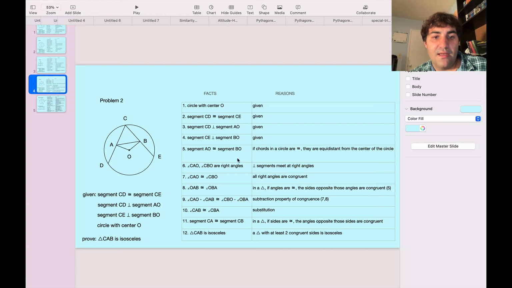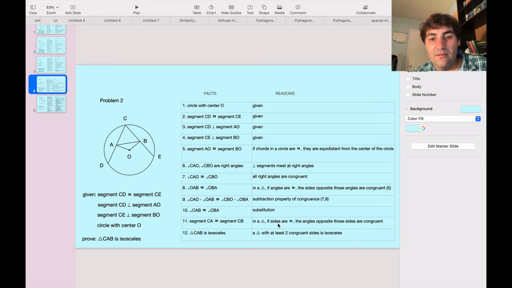So if we look at statement 5, we're given segment AO is congruent to segment BO, right? So these angles here, angle OAB and angle OBA, are both congruent, right? And then I can use the subtraction property of congruence with what I have in statement 7 and statement 8. And then if I substitute, I get angle CAB is congruent to angle CBA.